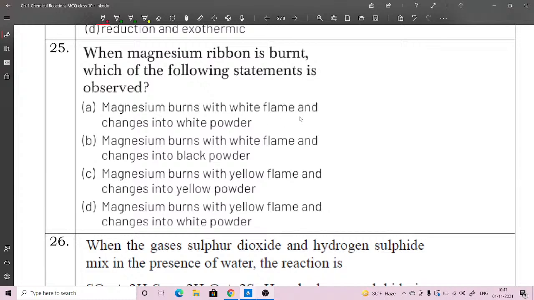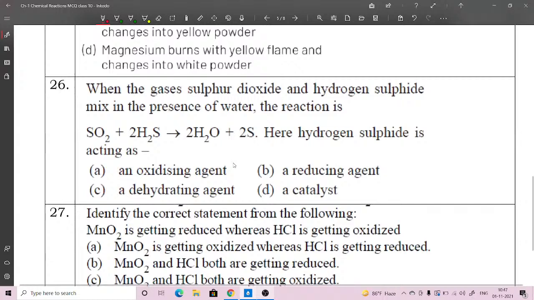Magnesium burns with a white flame and changes into white powder. Magnesium burns with a white flame and changes into black powder. Magnesium burns with a yellow flame and changes into yellow powder. Or magnesium burns with a yellow flame and changes into white powder. We know that when magnesium ribbon is burned, a dazzling white flame is observed and it changes to white powder. So option A is correct. Let us move on to question number 26.